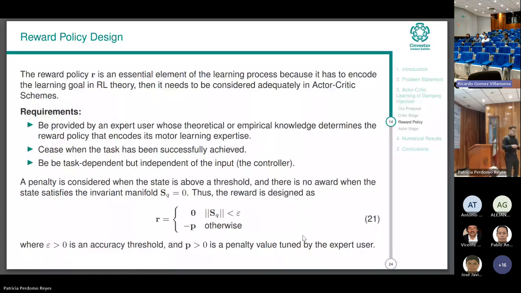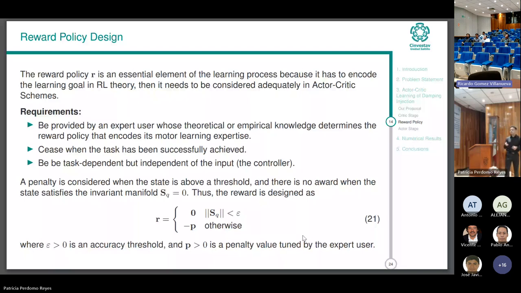To design the actor stage of the actor critic, we can propose this expression in the 22nd equation, where it's again a MATLAB-like neural network. And if we propose this adaptation law, we obtain this one. Where the gamma lambda value is the learning rate of the actor neural network, and C bar is a so-called learning monitor.